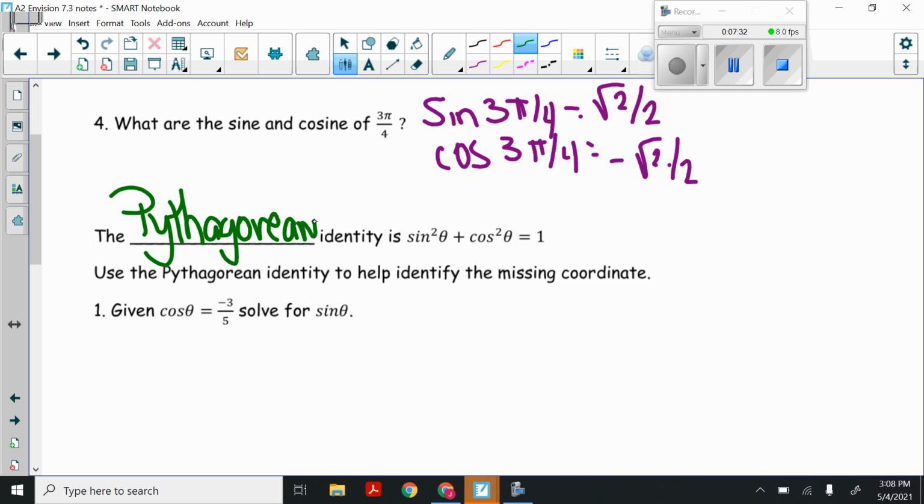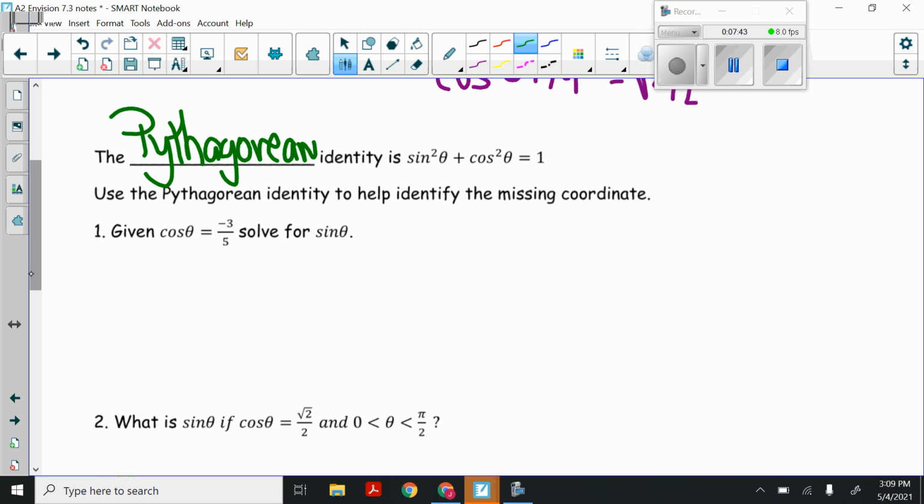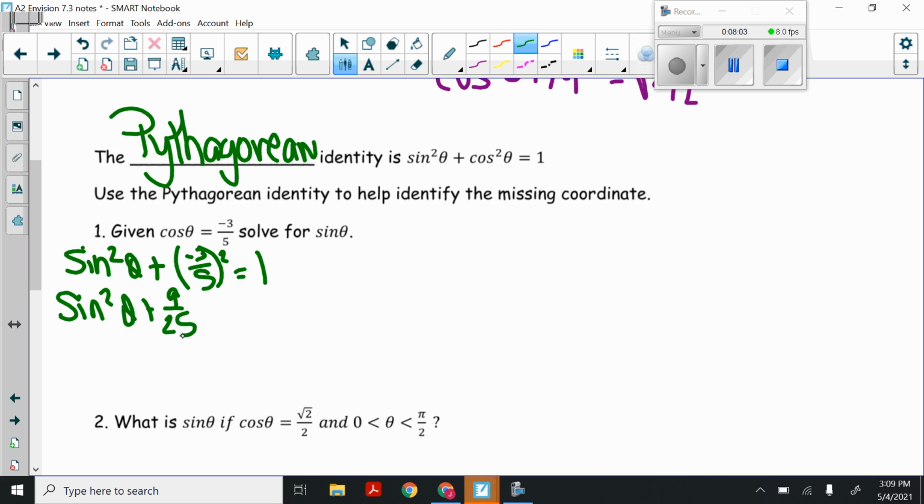So if the cosine of theta is equal to negative 3/5, I need to figure out what quadrant we are talking about. We can go ahead and do the Pythagorean identity first. So if I do sine squared theta plus cosine squared theta, well, cosine is negative 3/5, then I'm going to square that. I know it has to equal 1. So I get sine squared theta plus, I square negative 3/5, so I square top and bottom, and I get 9/25 equals 1.